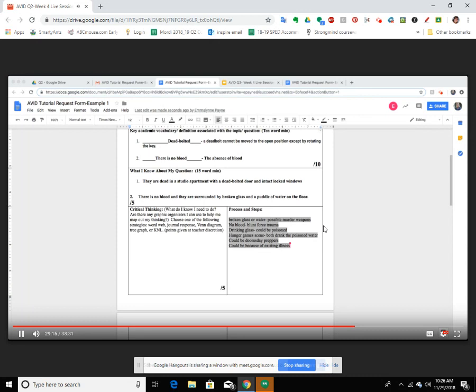So there's broken glass and water. That's a possible weapon. No blood. So they're saying that could be blunt force trauma. Drinking glass that could have been poisoned. The Hunger Games scene. They said that perhaps they both drank poison water. Could be doomsday. Could be because of existing illness. So they're just kind of working through the steps in their process. Could be mutual suicide.